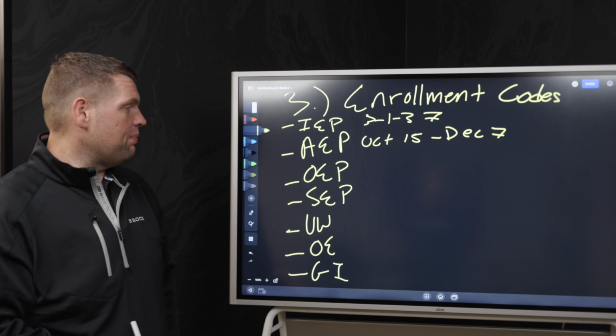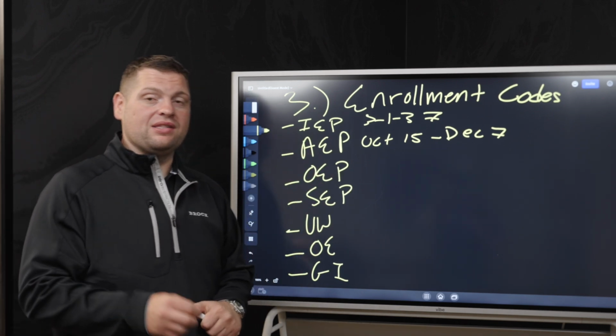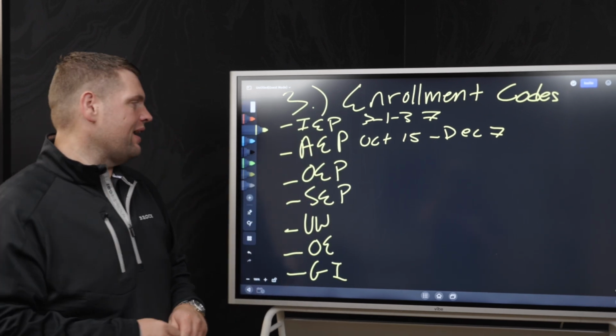So you need to be on the right plan, and you certainly need to know when AEP is. That's your annual enrollment period. That's when I can make changes.